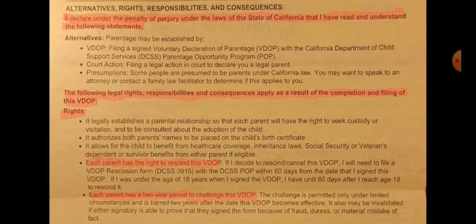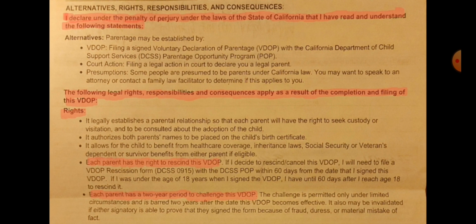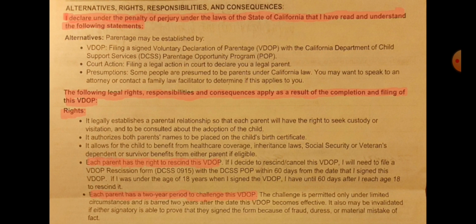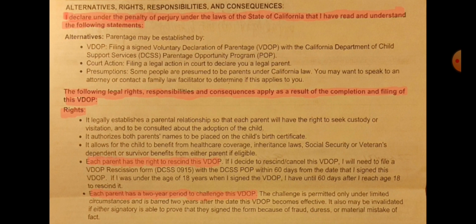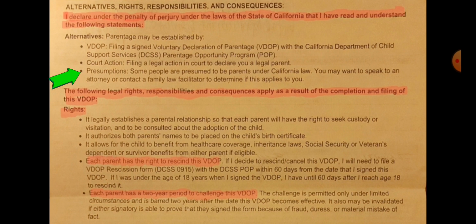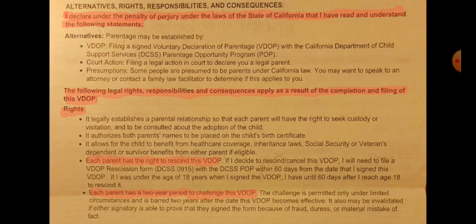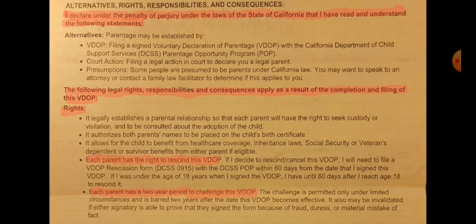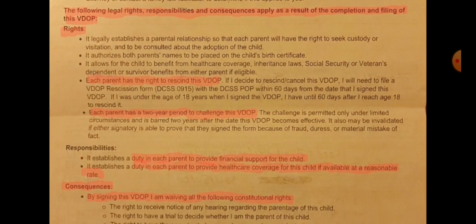It states alternatives. Then it reads, parentage may be established by bullet point 1, VDOP. Then it reads, filing a signed voluntary declaration of parentage, VDOP, with the California Department of Child Support Services, DCSS, Parentage Opportunity Program, POP. Second bullet point, you can do a court action, and it reads, filing an action in court to declare you a legal parent. Then let's go to the third bullet point. Presumptions. Some people are presumed to be the parents under California law. You may want to speak to an attorney or contact a family law facilitator to determine if this applies to you. Now let's go down to the second highlighter area.